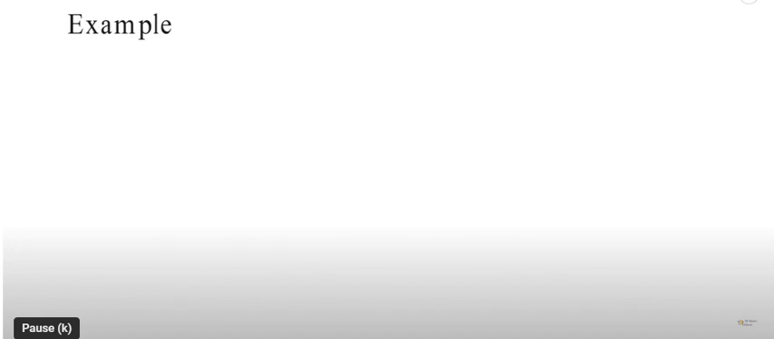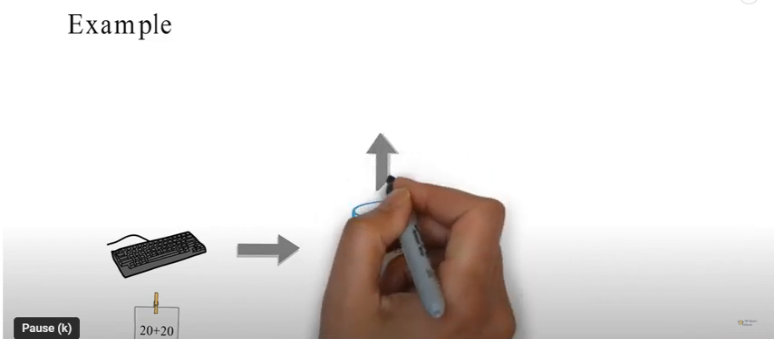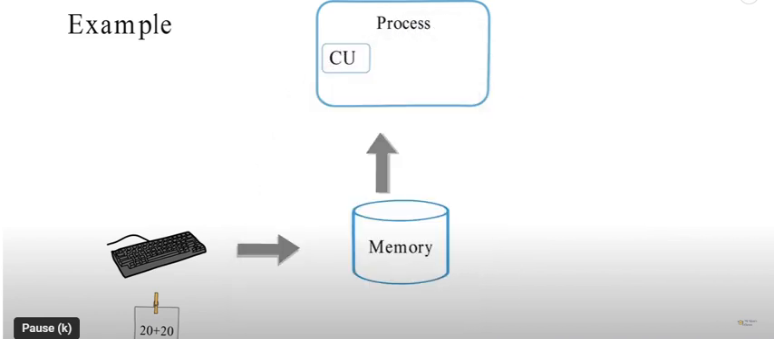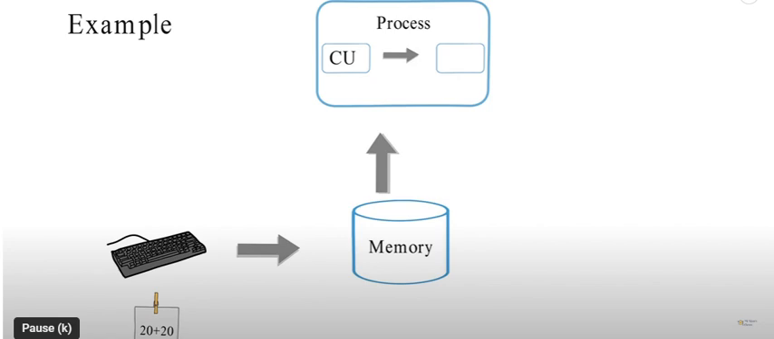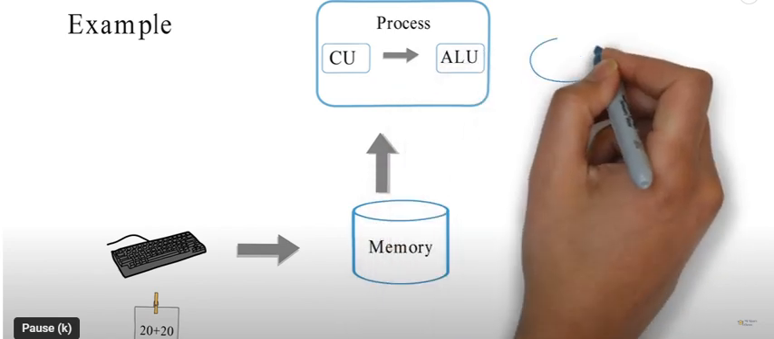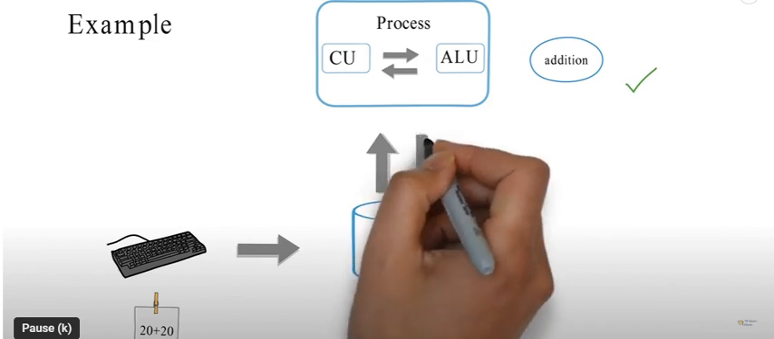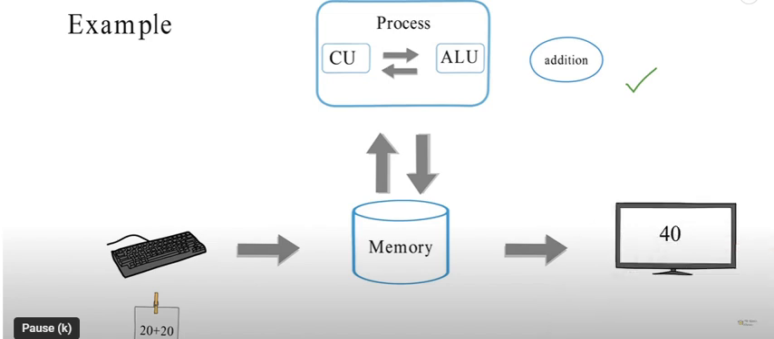Let's see it with an example. We enter 20 plus 20 through the keyboard. The data is stored in the memory called RAM and is ready to process. The control unit fetches the command and sees that the operation to perform is an arithmetic operation. The CU commands the ALU for the operation. The ALU performs the addition and sends back the result. The result is stored in the memory and it is displayed in the output.